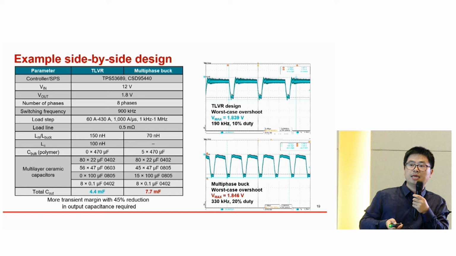And this makes about a 45% reduction in the output capacitance here. And also we can see that we do not need the expensive 100 microfarad ceramic capacitance here. So the cost for the TLVR will be much lower than the multiphase buck.